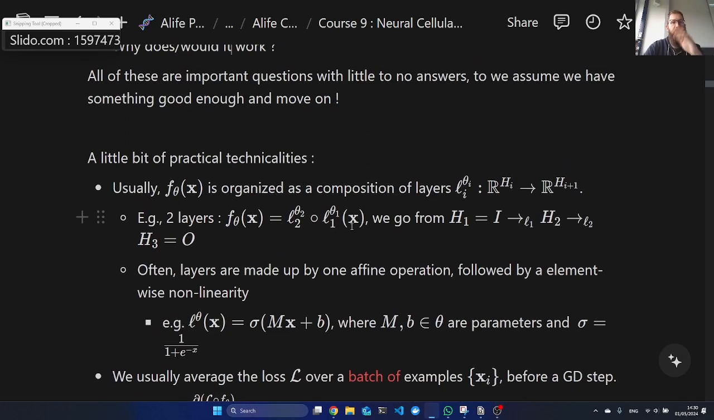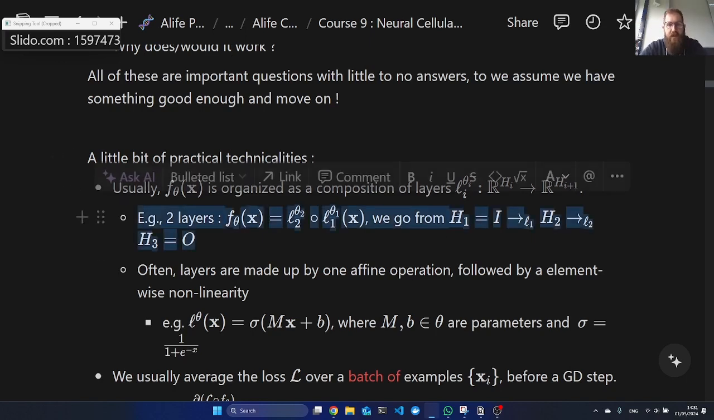So I want to finish this crash course with some technicalities. We said that f theta of x is just some complicated function of the parameters. But usually we organize it in what we call a neural network. A neural network is very simple. It just means that our function f theta of x will be organized as a composition of simpler functions, which we call layers. So we have several layers here, which go from R^h to R^(h+1).